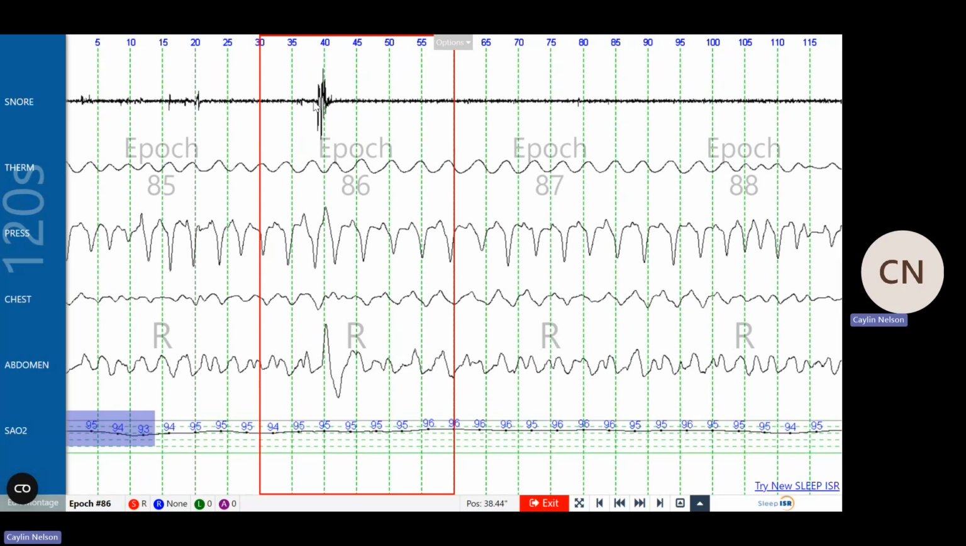So I'm looking at 86, and I am noticing what could look like artifact. We have an increase in amplitude among a couple of channels here. So you have it in your abdomen channel, as well as your pressure and your snore channel. So it's possible a patient could possibly have had a singular cough, or so forth.